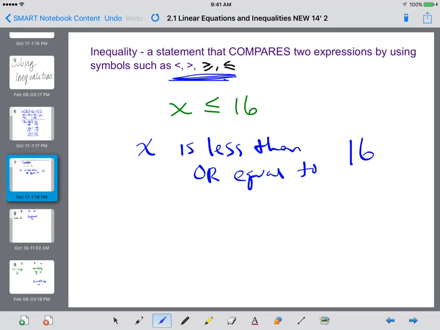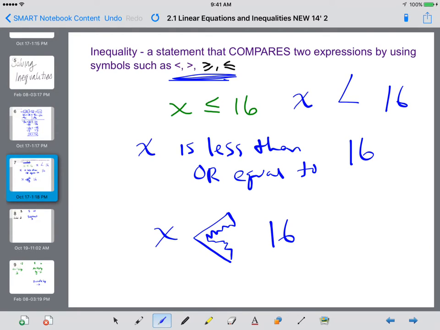Whenever we read this from left to right, whenever this is open, I think of it as an alligator chewing on something. You always eat the bigger number. So x is less than. Another trick is, if I read from left to right, that also looks like an L standing for less than. If I can't form an L, it means it's going to be greater than.